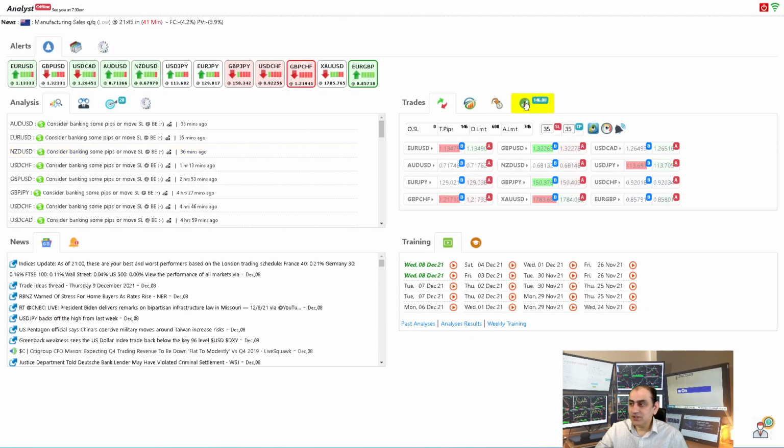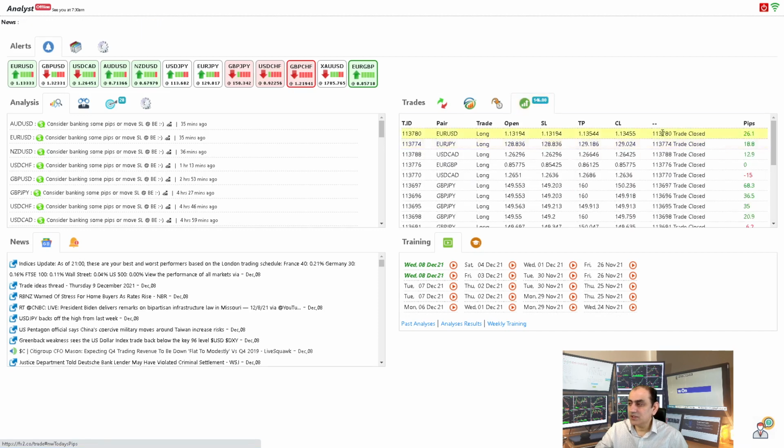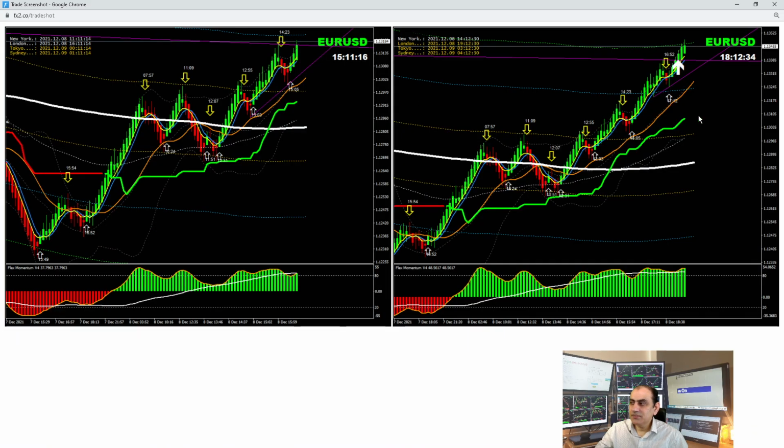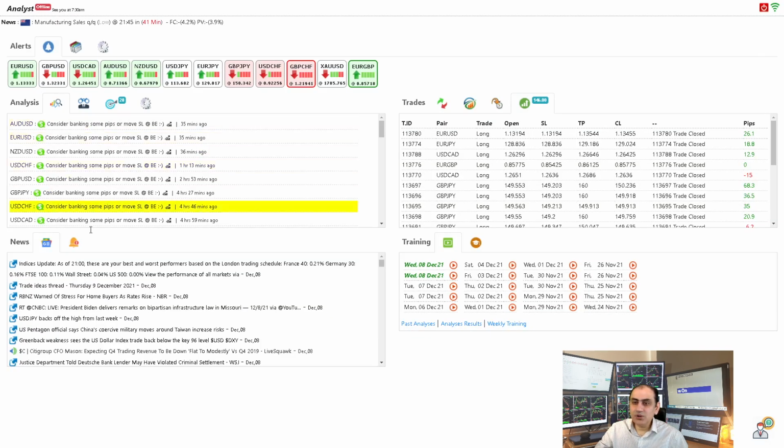Most of the traders, even you can see 146, one of the traders banked beautiful pips. You can see here he just closed the New York session trade, 26 pips. If I click on this one, you can see here this is the entry. He made it based on the analysis, and he made his exit exactly when I said it's time to bank some profit. All right, guys, I hope you enjoy all this analysis.